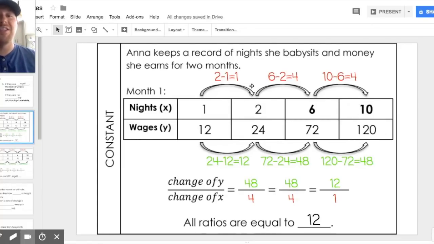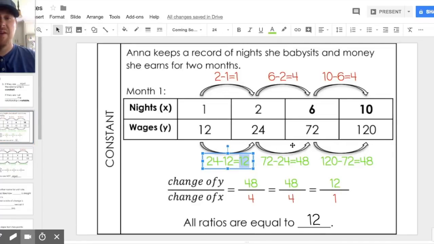So we're going to do the change in y. So that means our change in y is down here. We do our second number, so 24 minus 12, which is 12. Then we do 72 minus 24, we get 48. 120 minus 72, we get 48. I do the same thing for the x's. 2 minus 1 is 1. 6 minus 2 is 4. 10 minus 6 is 4.